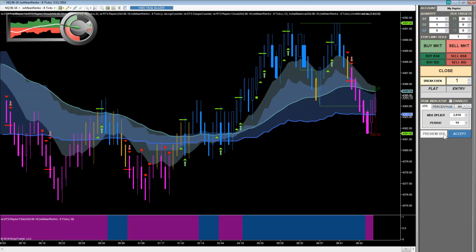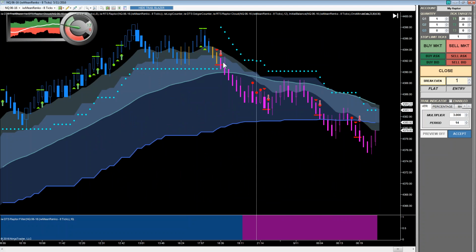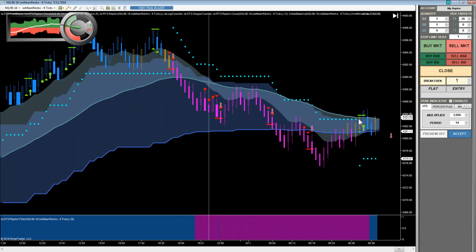Each one is fully customizable. This is what they look like. There are these blue dots, and like I said, you can customize them, you can change them. And what these do is, this is how the Trailblazer would manage your trade for you. So let's say you sold this soft edge sell signal right here on the Raptor, and you put your stop where the blue dot is. The Trailblazer would have managed your trade all the way down to here where you would eventually have been stopped out.